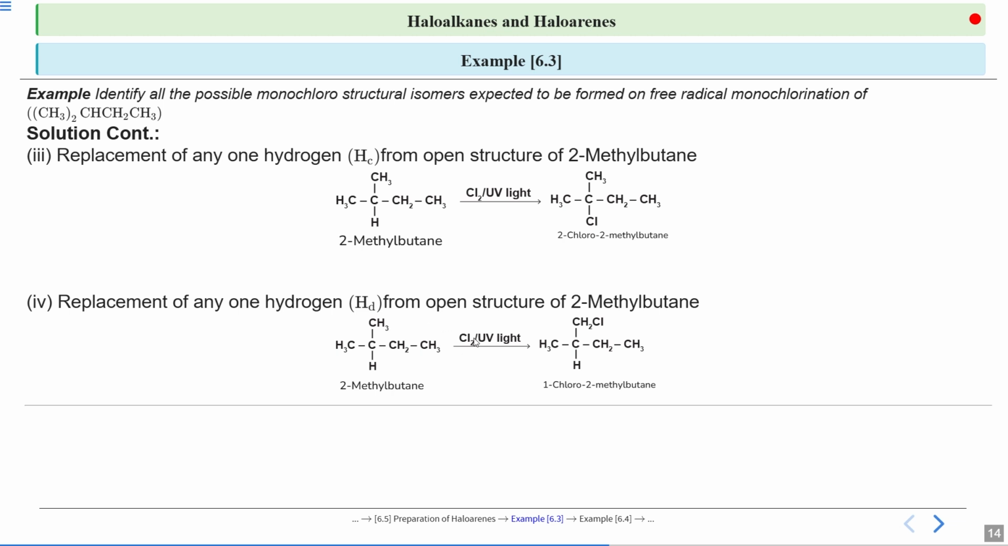So when you do the chlorination process, the chlorine will replace this one HD type of hydrogen on this carbon and bond with this carbon, and you will get 1-chloro-2-methyl-butane as your major product. Okay, so this is the fourth structural isomer of the product after the monochlorination of 2-methyl-butane. So we got four different monochloro structural isomers of the product which we will get after the monochlorination of 2-methyl-butane, the given molecule in our example.